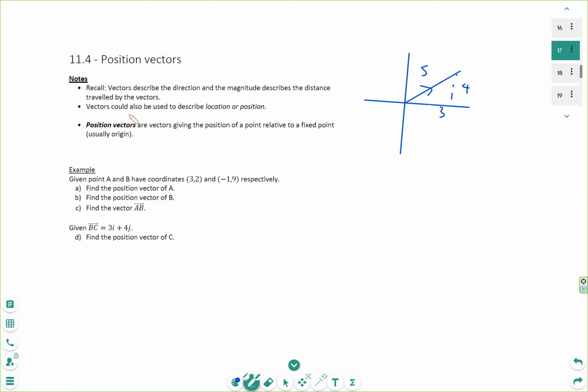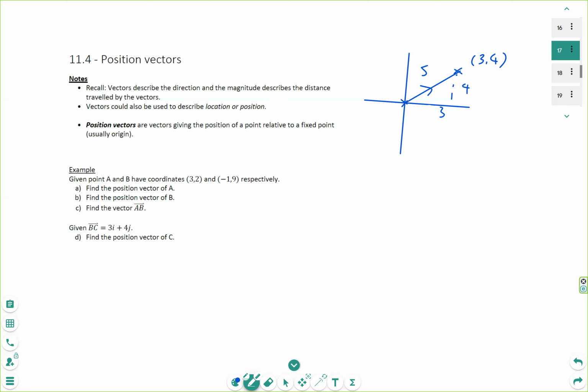But vectors can also be used to describe the location and the position. Let's say this is the point. If we've traveled from the vector 3i plus 4j, then the point we are now at, after traveling through the vector, is the point 3, 4 as coordinates. So position vectors are vectors giving the position of a point relative to a fixed point, usually the origin.